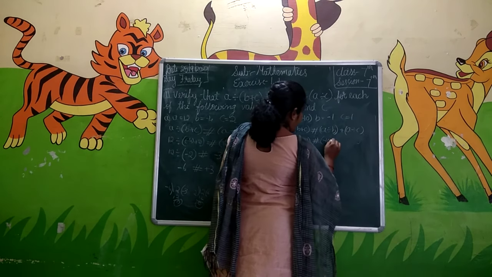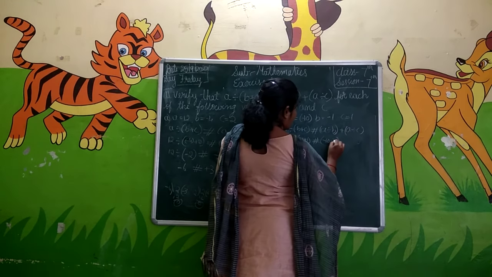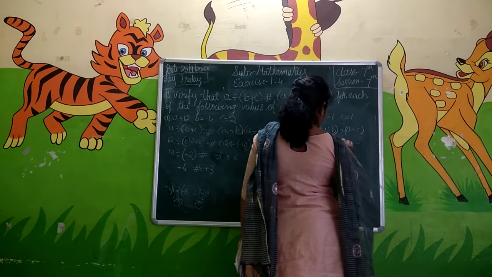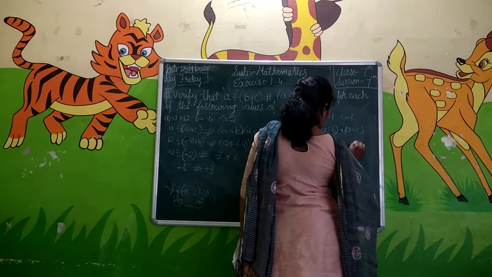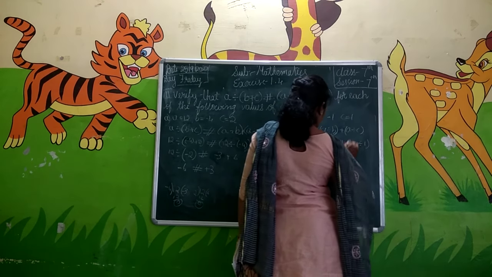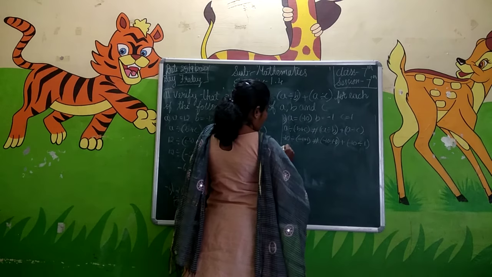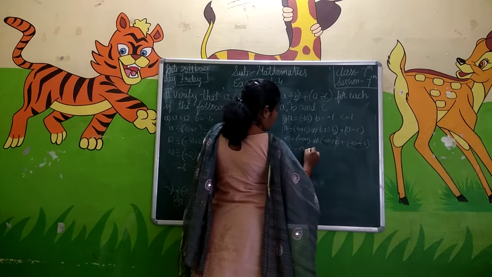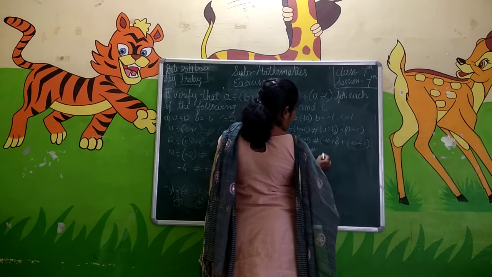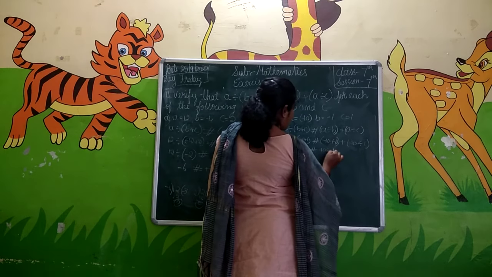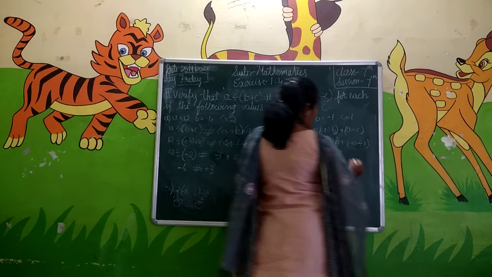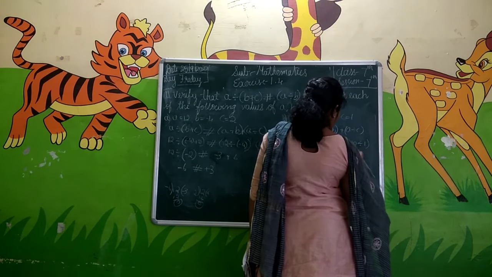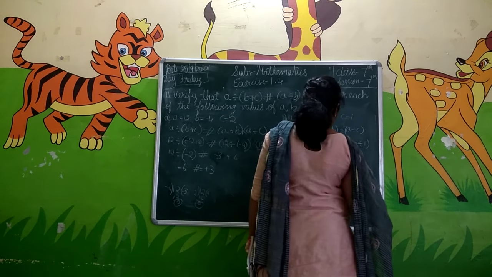Minus 10 divided by 1, and minus 10 divided by minus 1. Okay, 1 plus minus 1 is how much? 0. Minus 10 divided by minus 1, what will be the answer for that? Only 1 will be, so 10. Minus 10 divided by 1 is how much? Minus 10 itself.